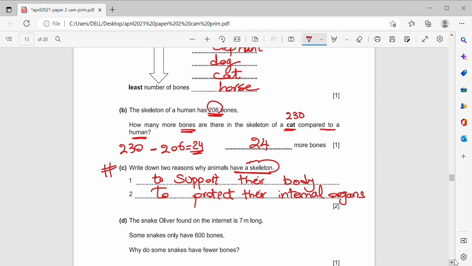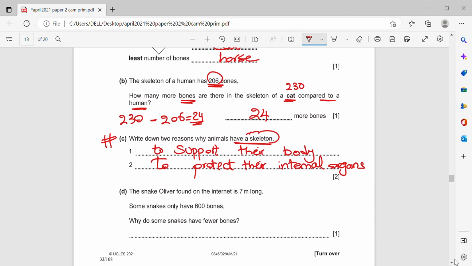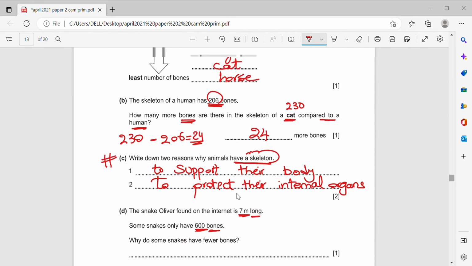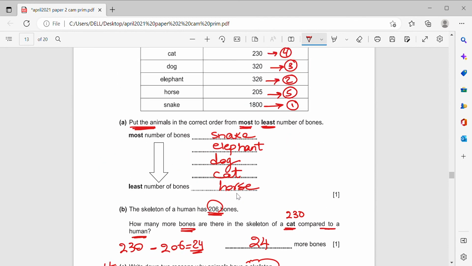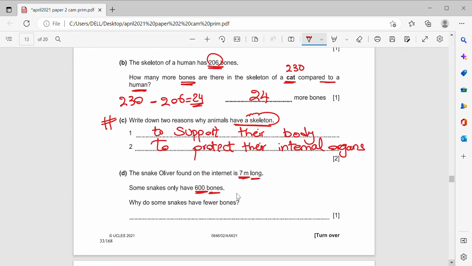Great. The snake Oliver found on the internet is 7 meters long. Some snakes only have 600 bones. So some snakes only have 600 bones. And the snake he found on the internet has 1800 bones.